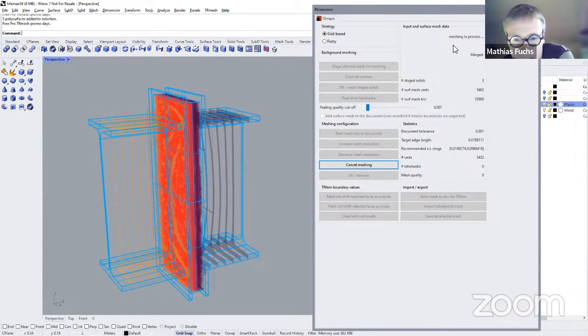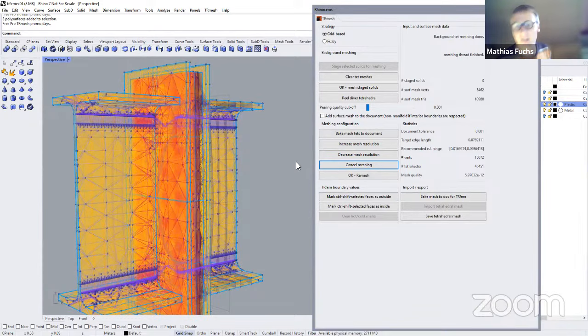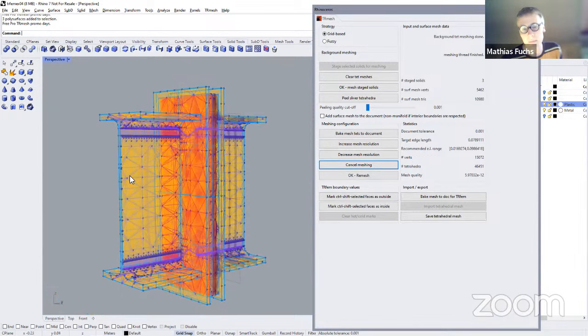And then the mesh appears. So this took a little longer than expected, because in this case, we are using the grid-based mesher.